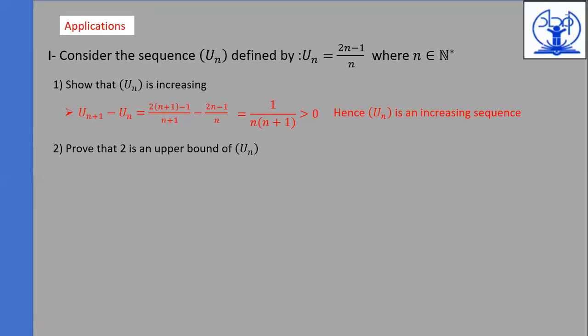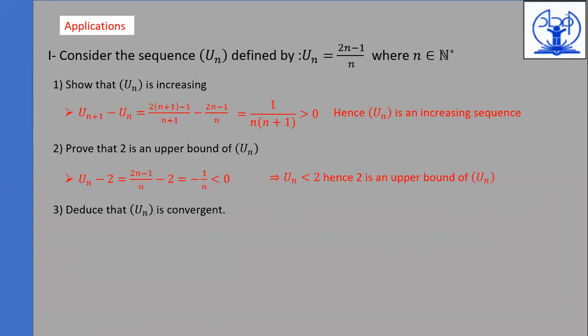To prove that 2 is an upper bound, we need to prove that all the terms u_n are less than 2. So let's find u_n minus 2 and prove it negative. u_n minus 2 is (2n - 1)/n minus 2. Simplifying this is minus 1 over n, an expression which is clearly negative, which means that u_n is less than 2, hence 2 is an upper bound of u_n.